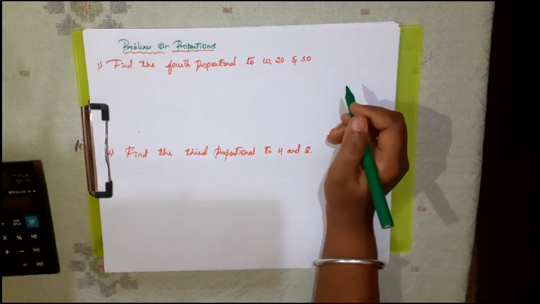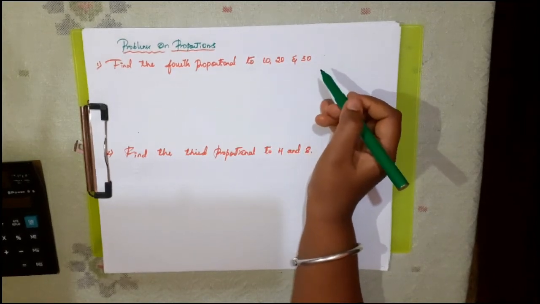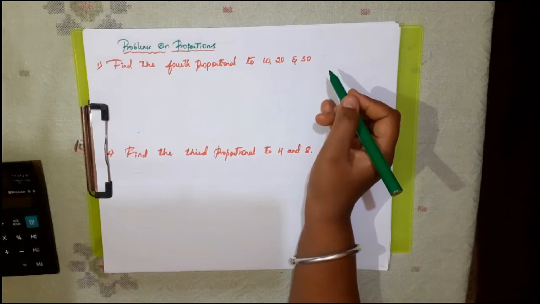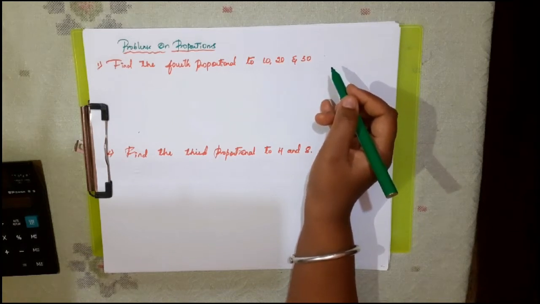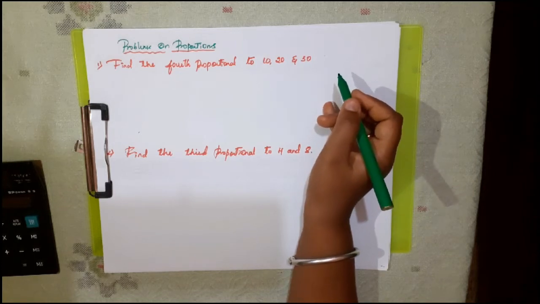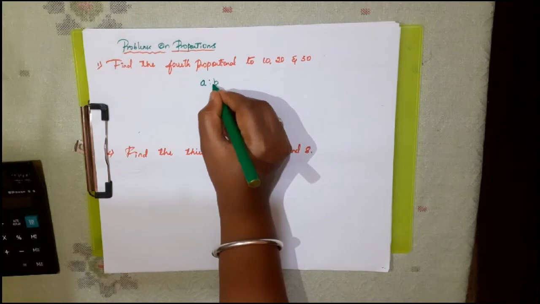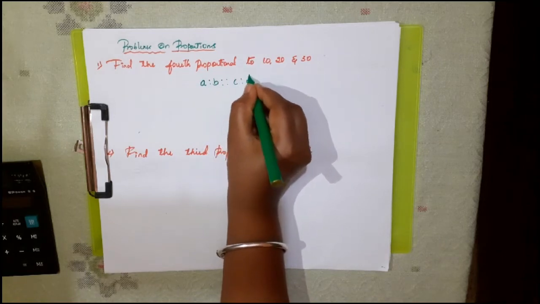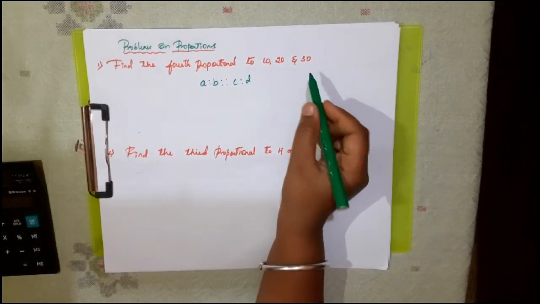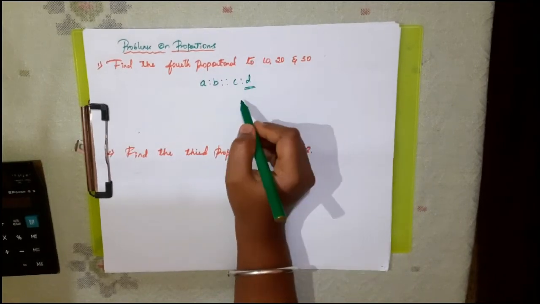The first question is: find the fourth proportional to 10, 20 and 30. I told you how exactly you have to calculate if they ask you to find the fourth proportion, third proportion, or mean proportion, in the theory part clearly, right? So here, for a fourth proportion, we assume the elements as A, B, C, D. They are asking us for the fourth proportion, which means D, that we have to find out.